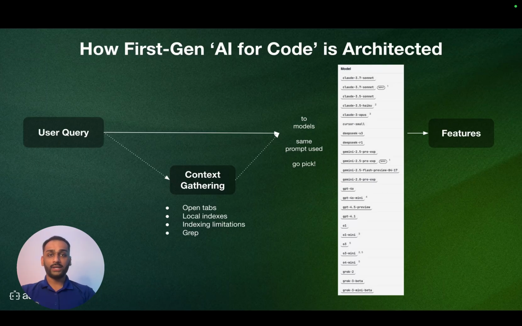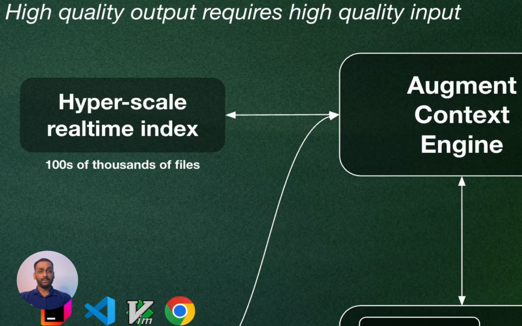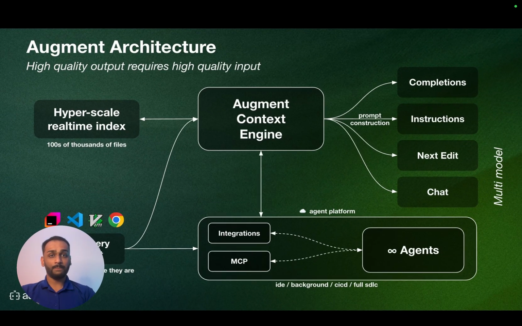At Augment, we took a fundamentally different approach. We invested in a robust SaaS infrastructure that allows us to do a few things. We can keep a hyperscale real-time index, some customers having over 500,000 files open in a workspace that we can then re-index at every keystroke.